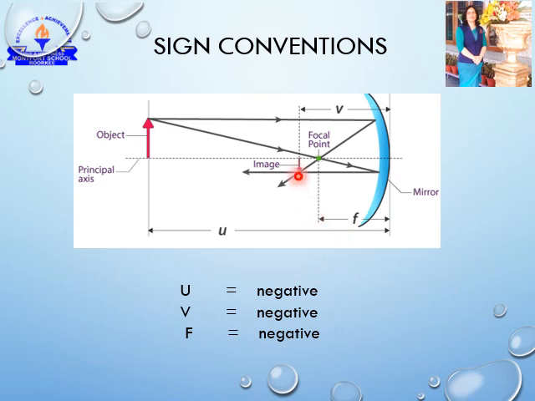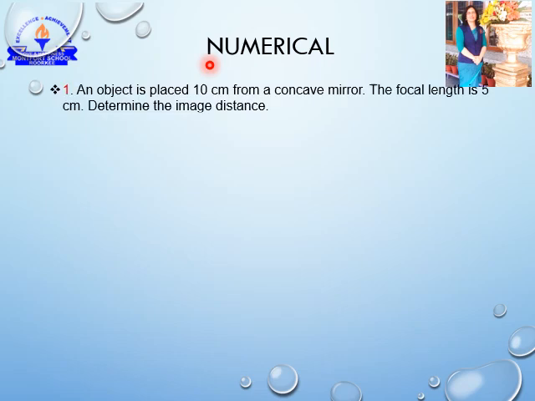Come to v now. v is the distance of the image from the pole. So start from the pole. Now if you start from the pole toward where the image is formed, it has to be taken as negative again, according to the sign convention. What about f, the focal length? The focal length also starts from the pole and moves towards the left of the concave mirror here. Hence, it also has to be taken as negative. So we are going to start with the numerical problem.